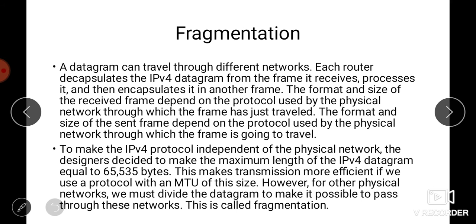However, for other physical networks, we must divide the datagram to make it possible to pass through these networks. This is called fragmentation. It means if the datagram size is less than this particular size, then it is fine. Otherwise, we have to divide it.